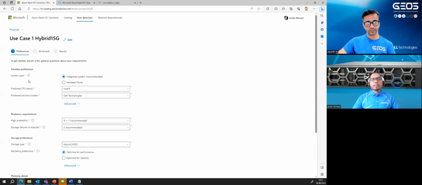So with preferences here, you want the result to be filtered into certain criteria. For example, the system type, whether you want an integrated system or a validated node. Obviously, the integrated system has much more benefit and value. It is a recommended solution from Microsoft, and most of the hardware vendors also provide integrated systems, like Dell. We are one of the pioneers on integrated systems. We have many joint engineering and joint support, which makes your deployment as seamless as possible.